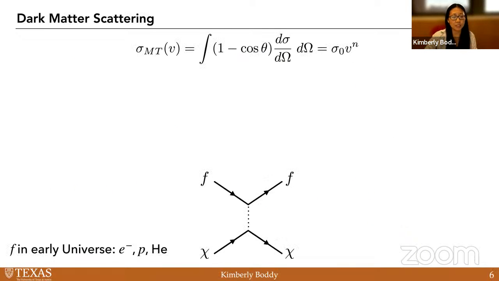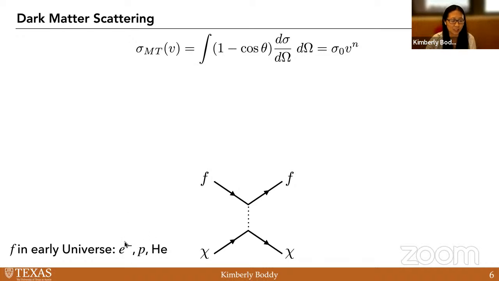And so what I want to focus on is just dark matter scattering. Here I have this Feynman diagram where I'm imagining a dark matter particle chi is going to come and interact with some baryonic particle.